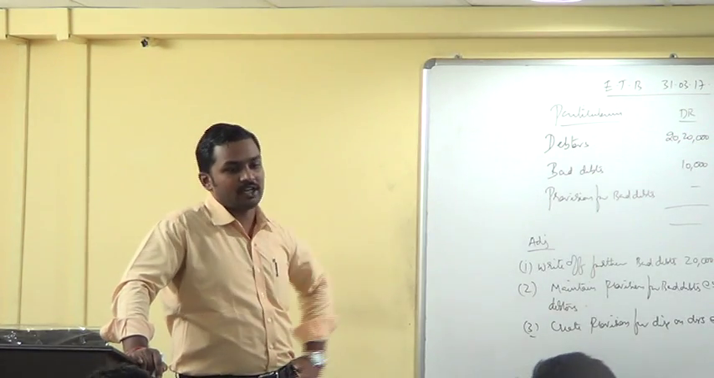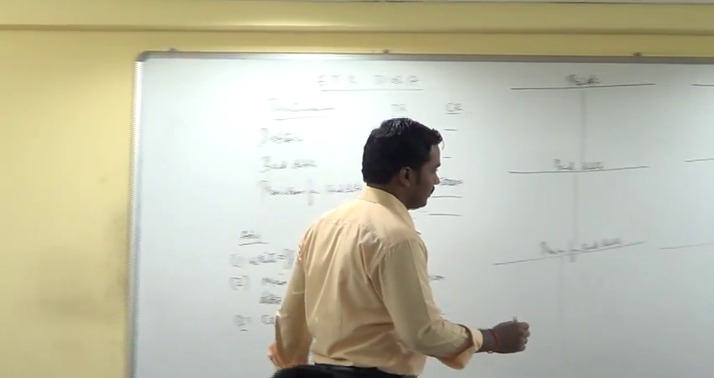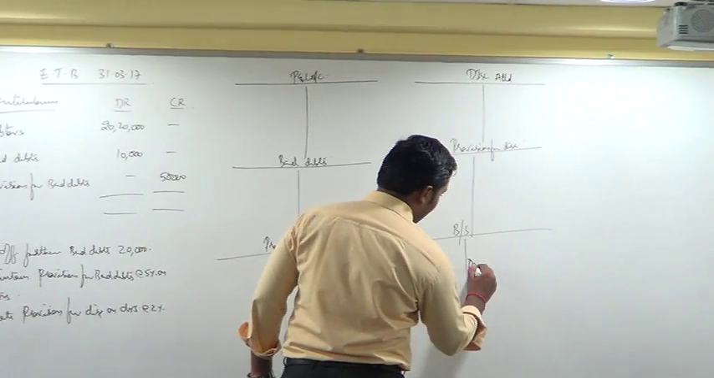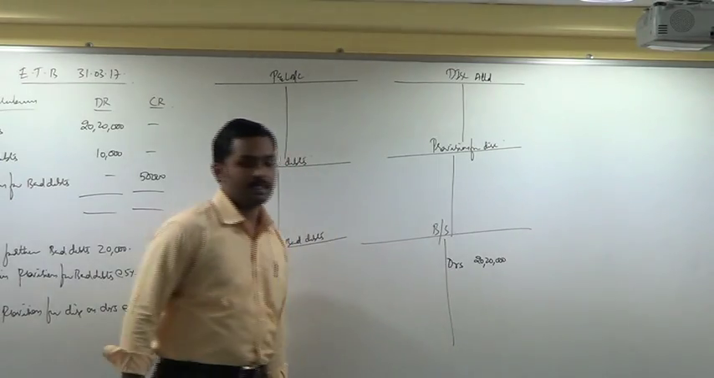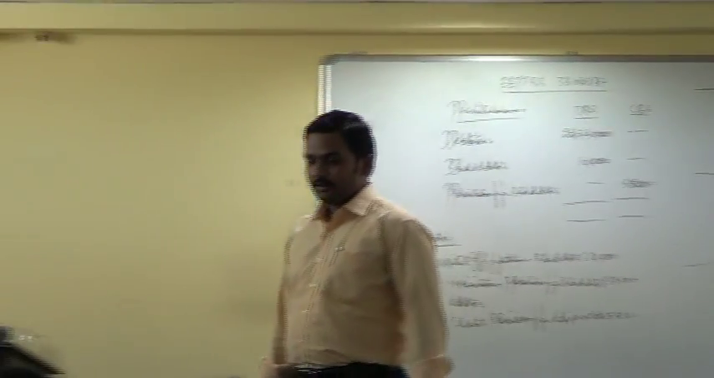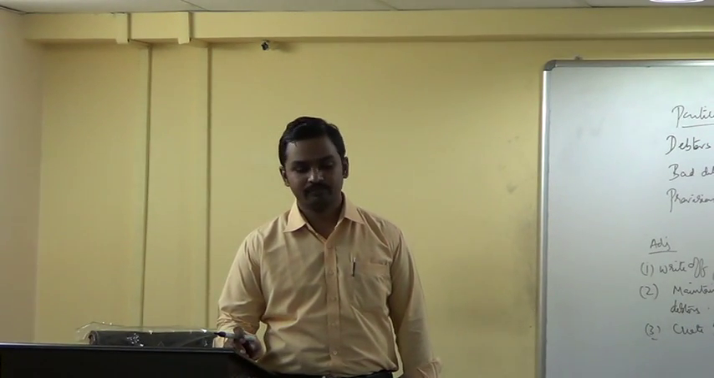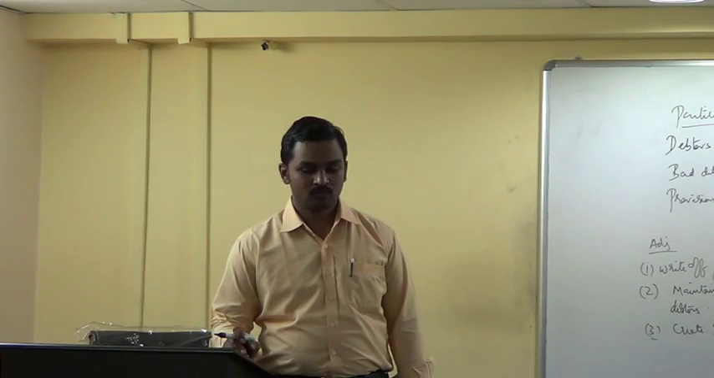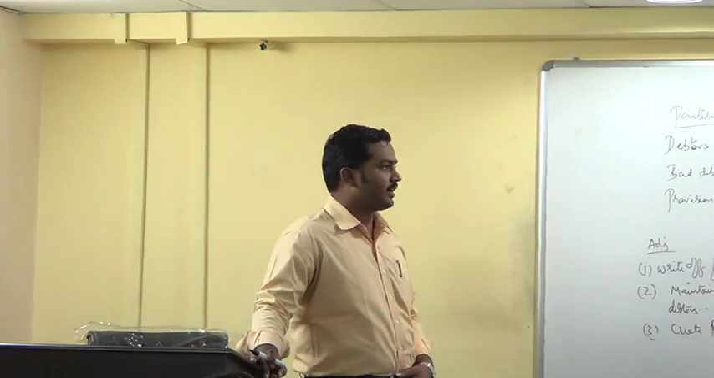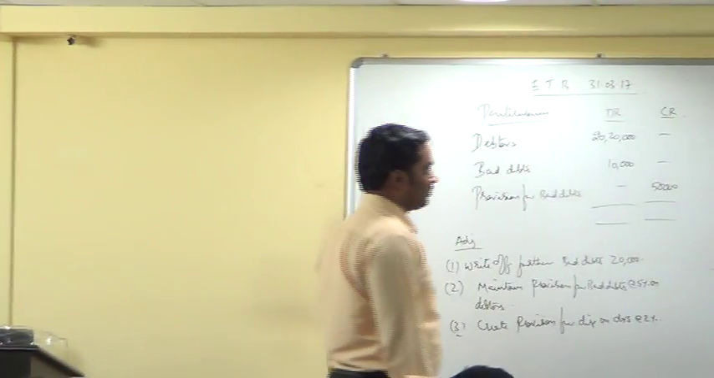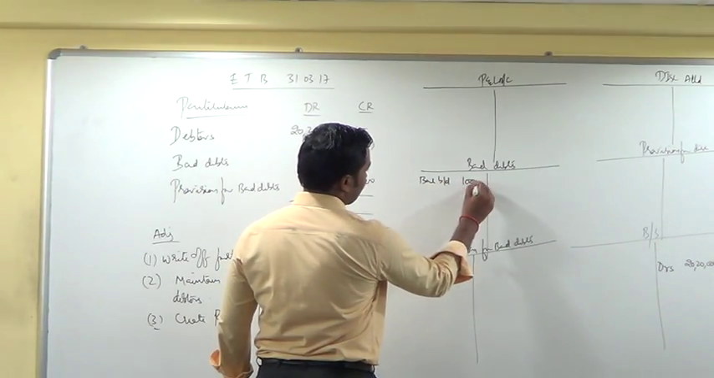Where do you show debtors given in the trial balance? Balance sheet, asset side, but please write it in the inner column. Balance sheet, asset side, inner column, debtors 20 lakhs 20,000. What is the next item in the trial balance? Bad debts, 10,000. Go to bad debts account, write balance brought down 10,000.